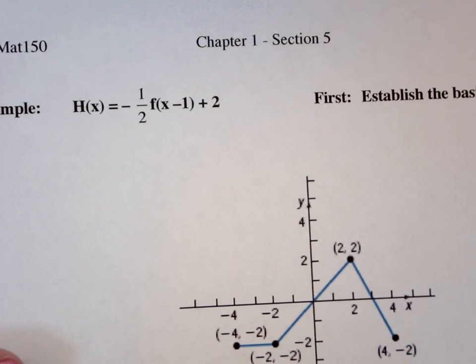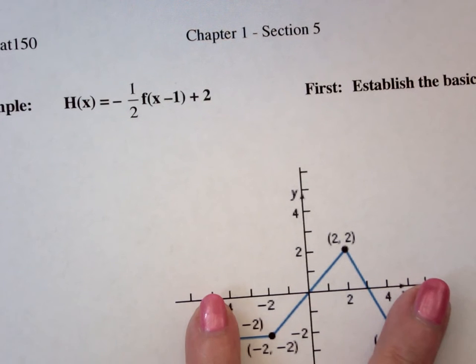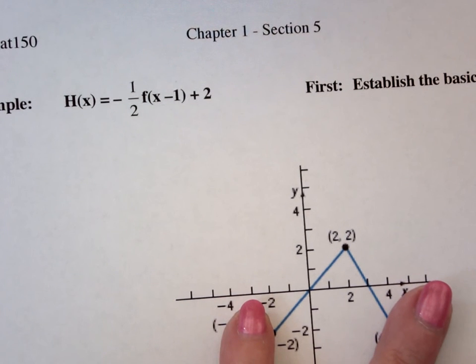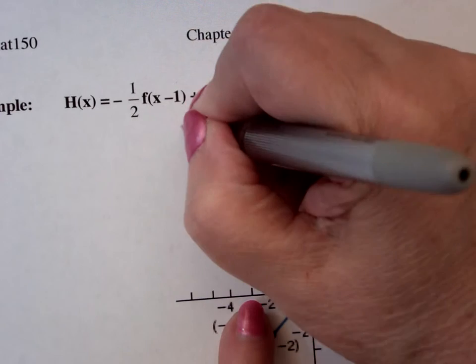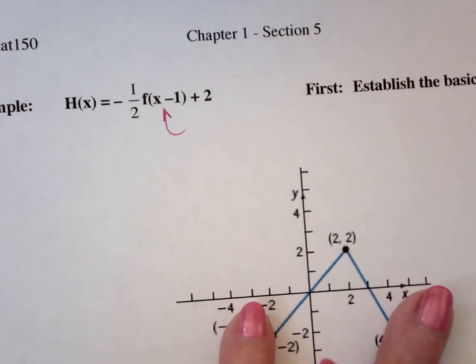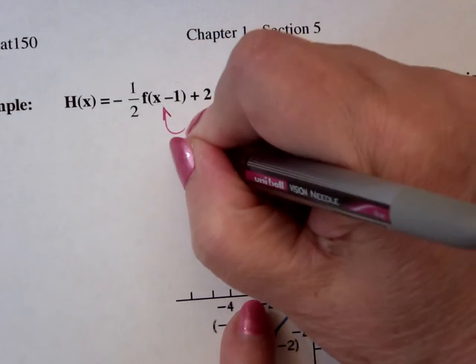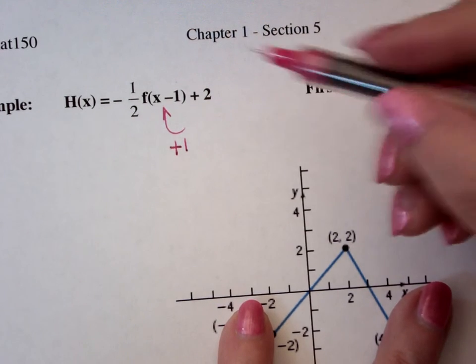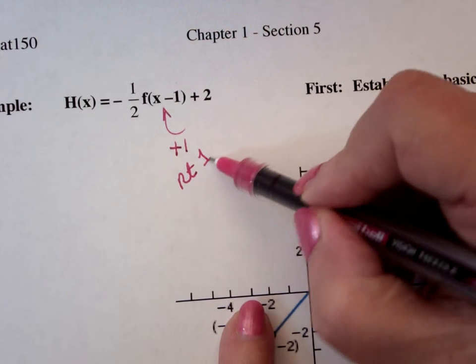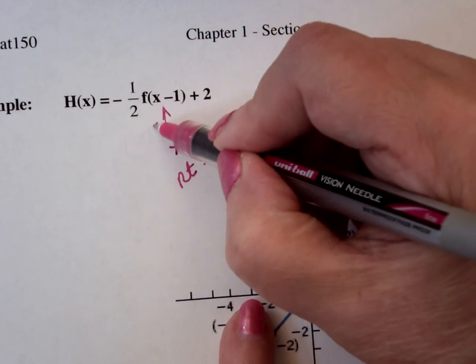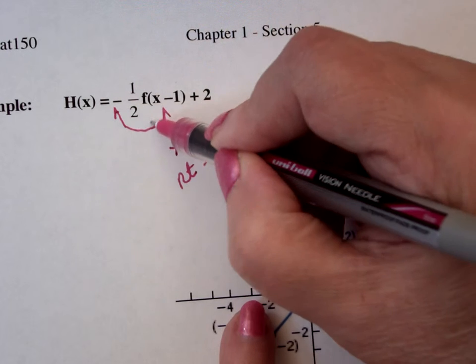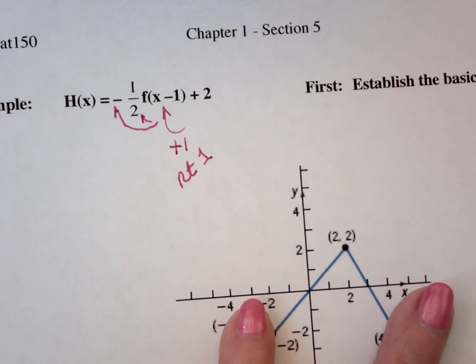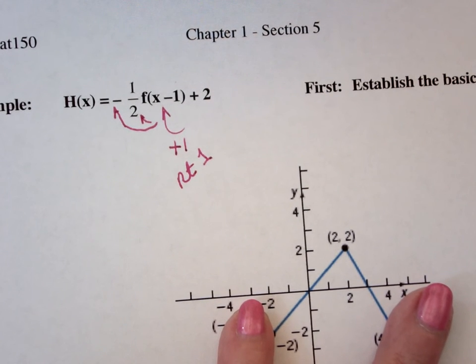Now, that's more like one of your test questions. And you don't let it spook you, because you start from the inside, right? And the inside is a plus one, which means it is right one, right? Then you move to the outside, and your outside has two things going on. It has a minus and it has a one half, right?